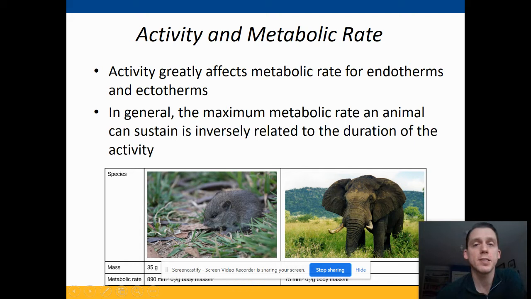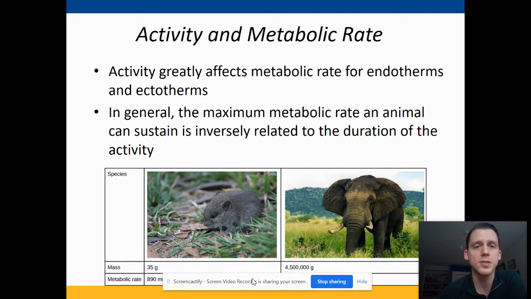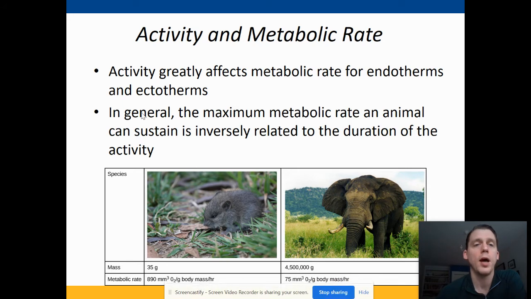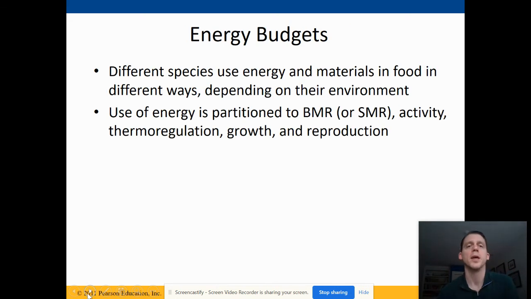Activity greatly affects metabolic rate for endotherms and ectotherms. In general, the maximum metabolic rate an animal can sustain is inversely related to the duration of the activity. So here we have a mouse and here we have an elephant. Mice are able to do shorter, quicker movements, whereas elephants are going to have long and prolonged movements, but they're not going to be particularly fast like a smaller animal.